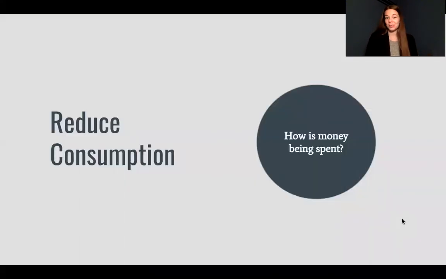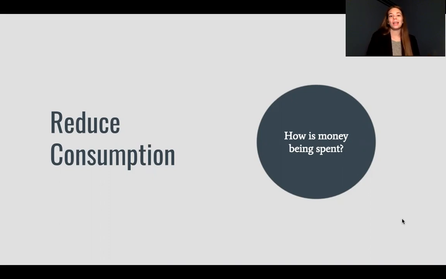On the other end of the spectrum, you can also reduce your consumption. This is a good question to ask. How is money being spent within our firm? Is it working for us? Are we wasting money on things we don't actually need? How can we lower those supply costs or these indirect costs to cut those costs from the back end?